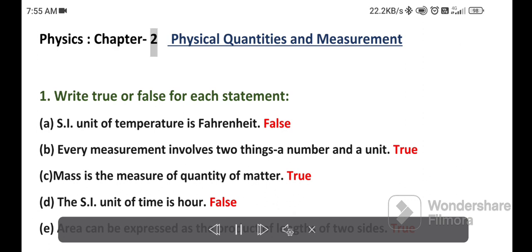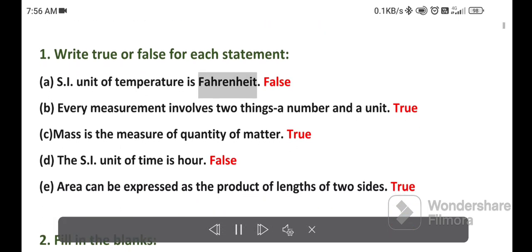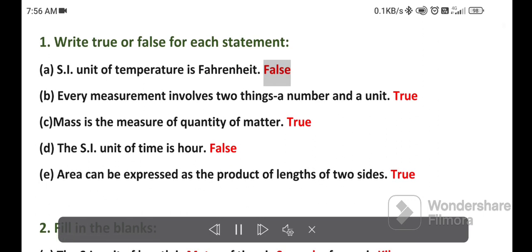Physics, Chapter 2 Physical Quantities and Measurement. 1. Write true or false for each statement. A. SI unit of temperature is Fahrenheit. False. B. Every measurement involves two things, a number and a unit. True.